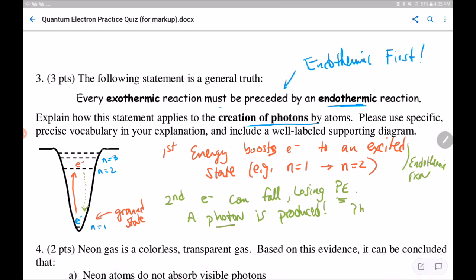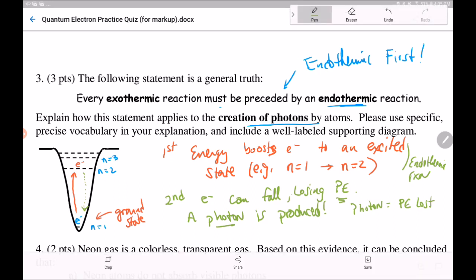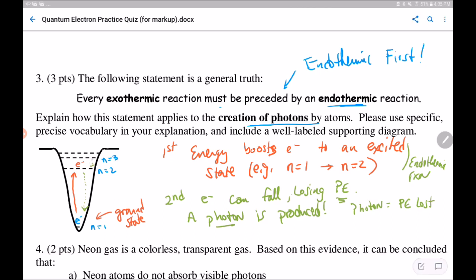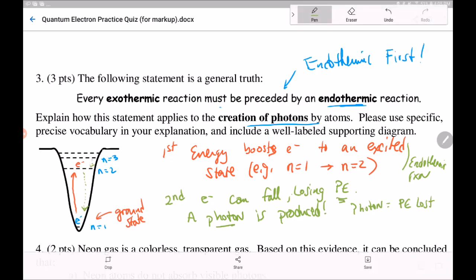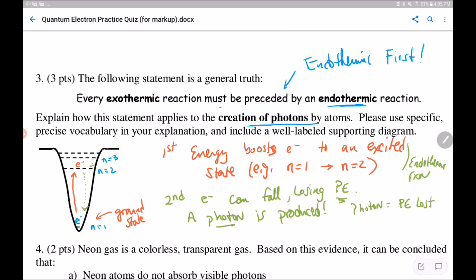The photon energy equals the potential energy that is lost as the electron transitions from n equal 2 to n equal 1. In this case, it goes back to ground state. Doesn't always have to do that. For example, if we were at n equal 3, you could go from n equal 3 to n equal 2, producing a photon, and still have potential energy to create another photon. So the production of the photon is the exothermic part. It could only happen after the electron gained potential energy in an endothermic process.